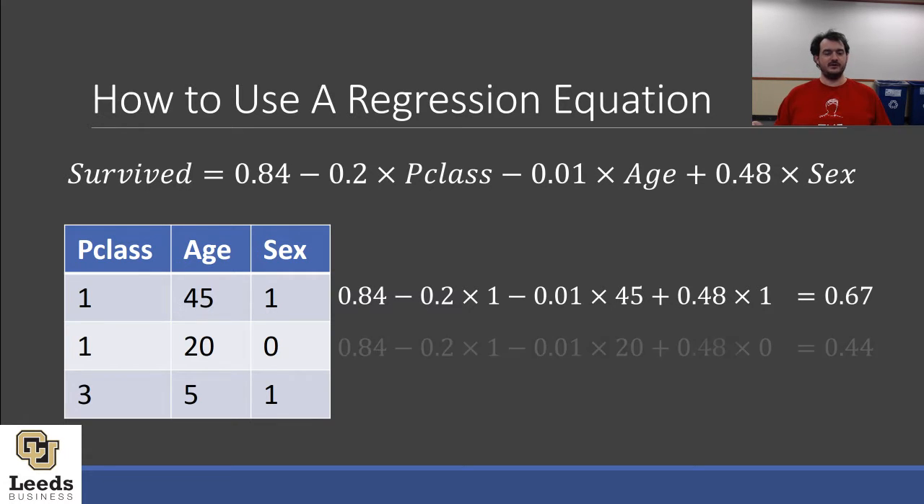Now we're going to look at the second row. This passenger gets the same intercept because everyone gets the same intercept. They have the same p-class, so they get the same p-class. They're 25 years younger, their age is smaller, so we're subtracting less. But their sex is also smaller, in the sense that it is 0 instead of 1, so they aren't getting this bonus. Together, this leads to 0.44 as our prediction.